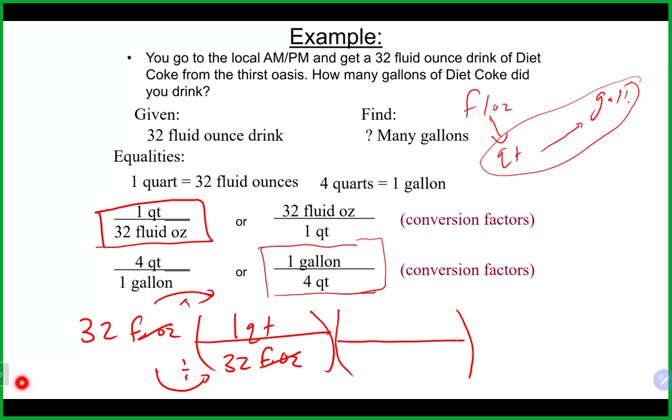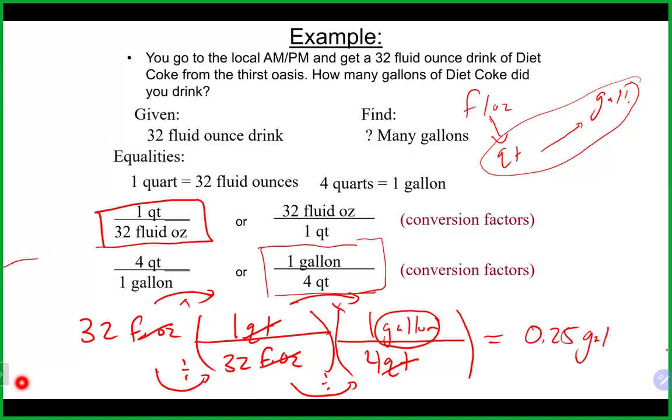We don't necessarily need to get an answer. If you did get an answer, you probably shouldn't round too much or anything like that. In this case, it'll just be one, but we'll go with 4 quarts and 1 gallon on top. Once again, we are multiplying and dividing this. Again, that division is going to get rid of the quarts. That's going to leave us the only unit left, which is what we're actually looking for. So essentially, in this case, we're taking 32 times 1 times 1, hit equals, divided by 32, and divided by 4 gets us 0.25 gallons.